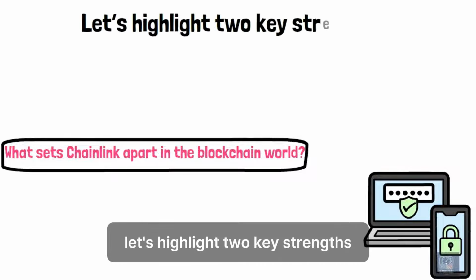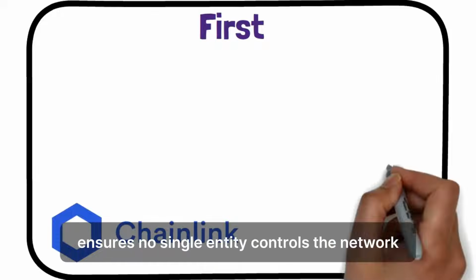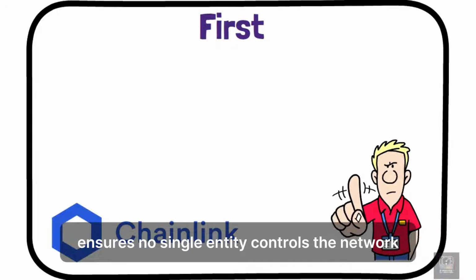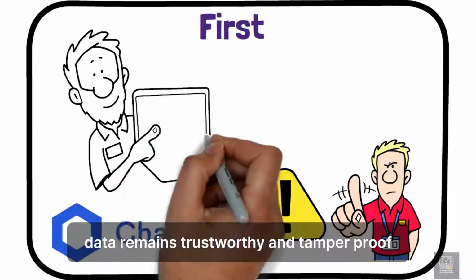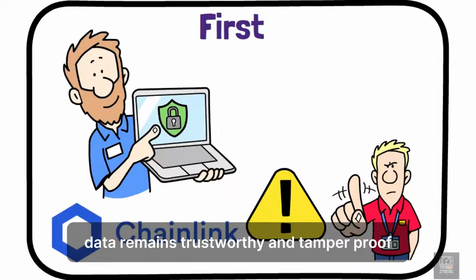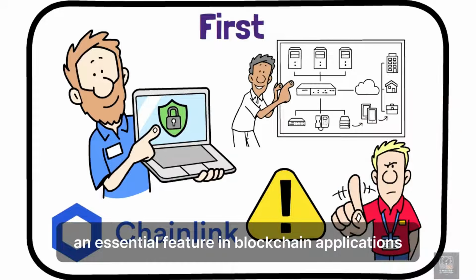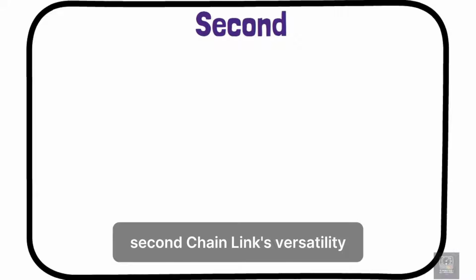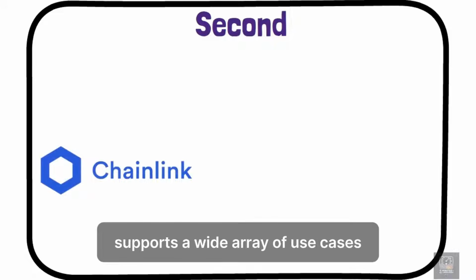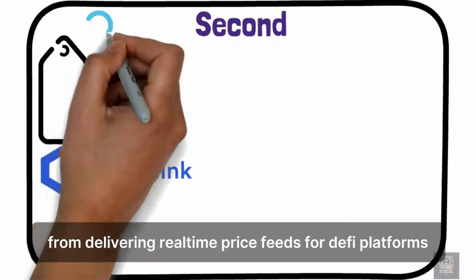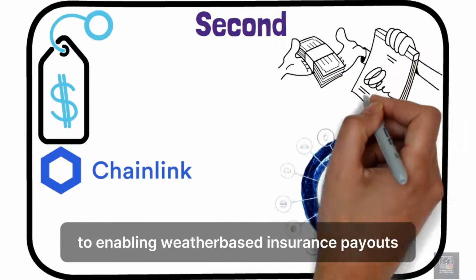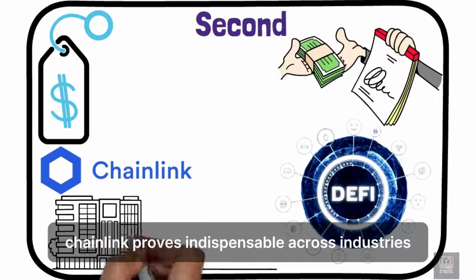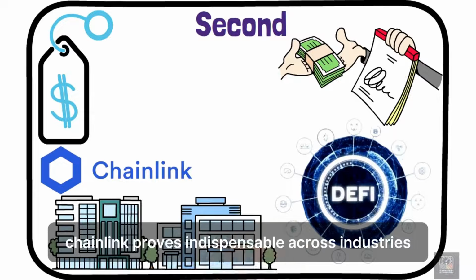Let's highlight 2 key strengths. First, Chainlink's decentralized nature ensures no single entity controls the network, eliminating risks of central points of failure. Data remains trustworthy and tamper-proof, an essential feature in blockchain applications. Second, Chainlink's versatility supports a wide array of use cases. From delivering real-time price feeds for DeFi platforms to enabling weather-based insurance payouts, Chainlink proves indispensable across industries.